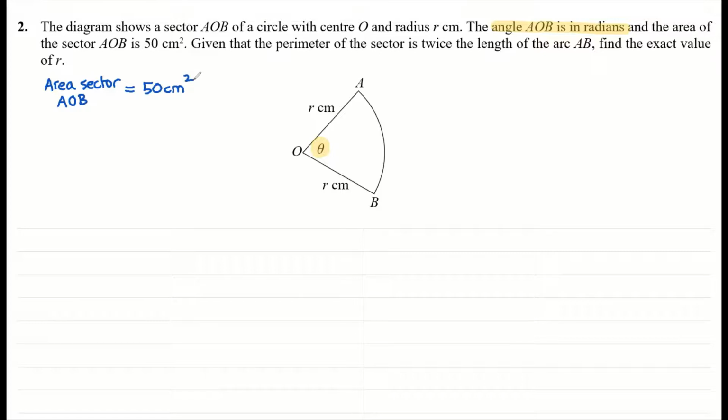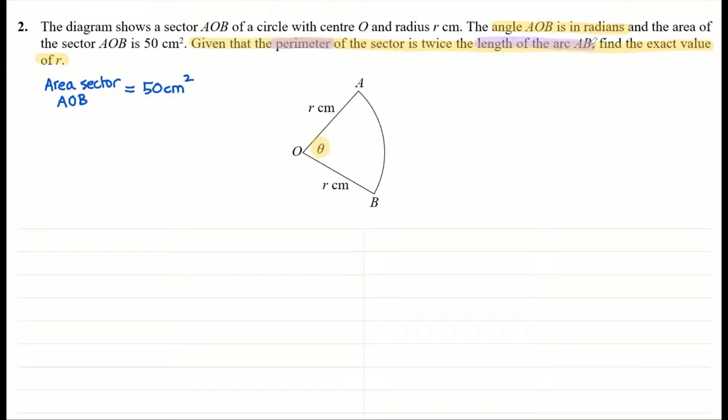Now, there's some important information in the third sentence. I'm going to highlight this because this is really important. It says, given that the perimeter of the sector is twice the length of the arc AB, find the exact value of r. Now, it says specifically the perimeter of the sector. Well, okay, we can work out the perimeter of the sector. And we also mention here the length of the arc AB.